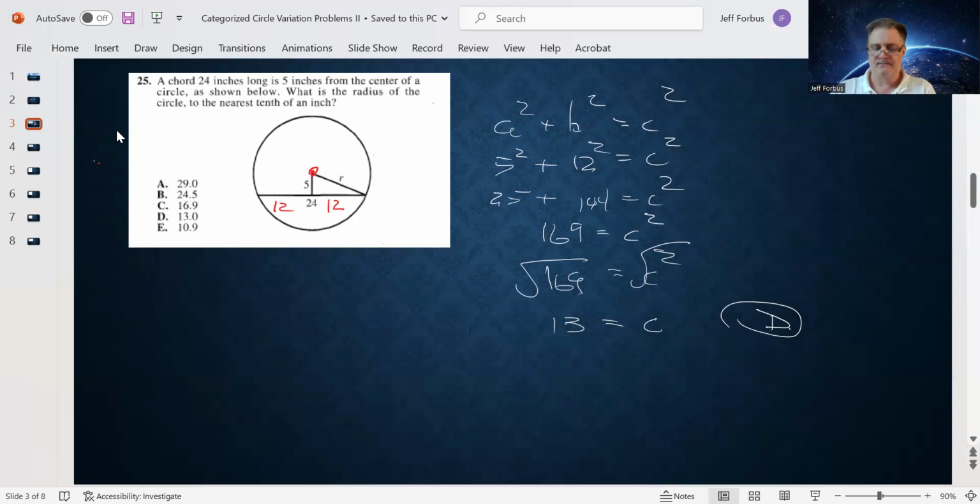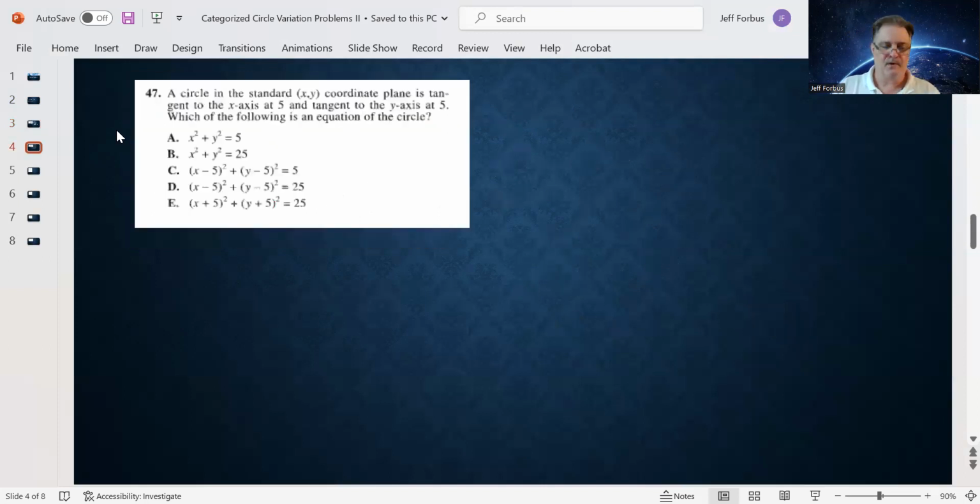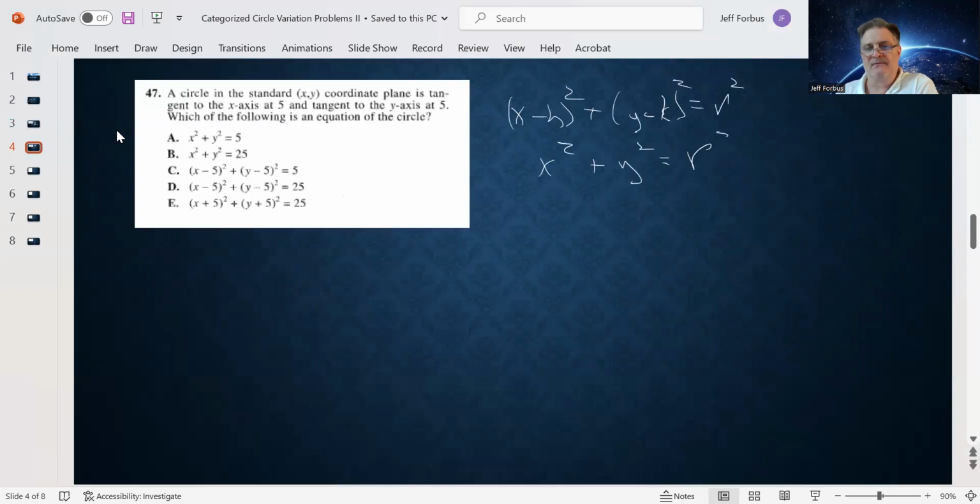Let's go to the next one. Okay, now notice our answer choices. They're in that format of (x − h)² + (y − k)² = r². And they also have the x² + y² = r² form as well. So now these equations are popping up. Let's leverage them based off what we know to answer the question quickly.